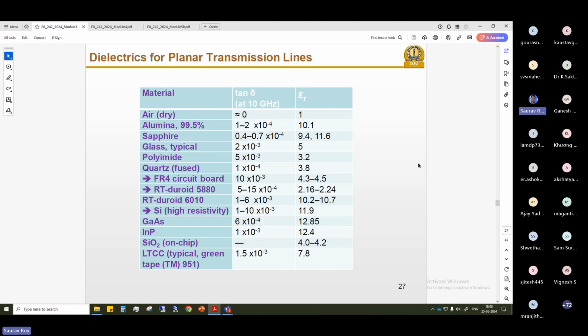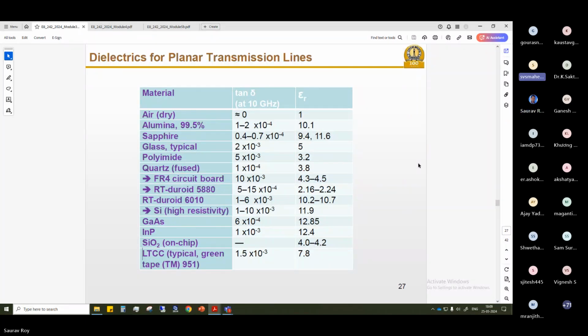But see, the thing is, it need not be less epsilon r. Epsilon r can be big also. That will depend on how much confinement you want. Generally for microstrip antenna design, you want a smaller epsilon. And for a microstrip transmission line, you want a higher epsilon, because the field will be more confined and the fringing loss will be less.